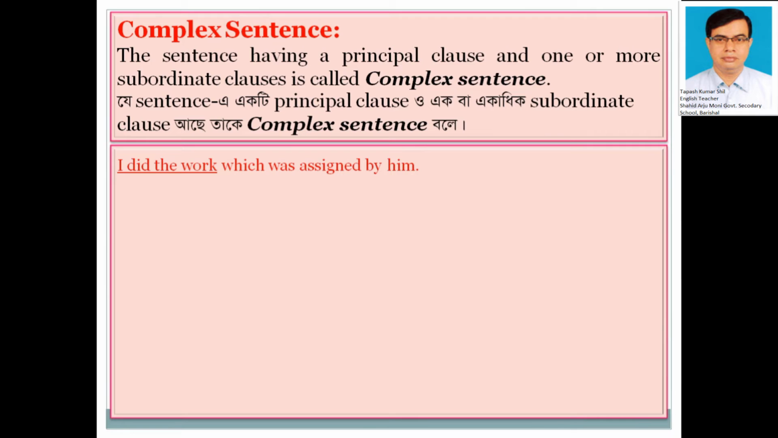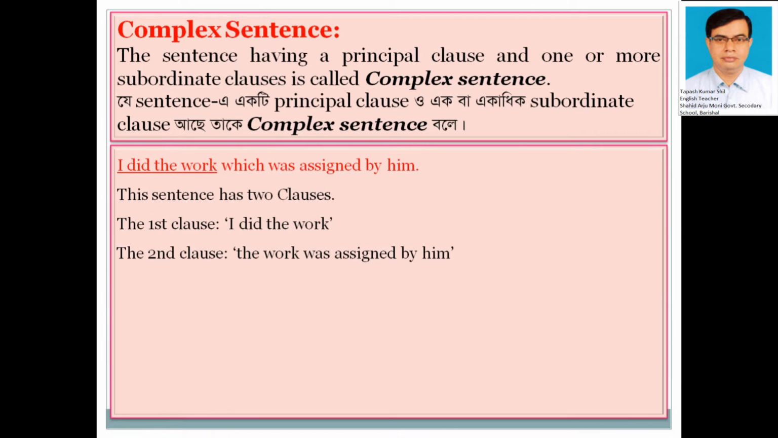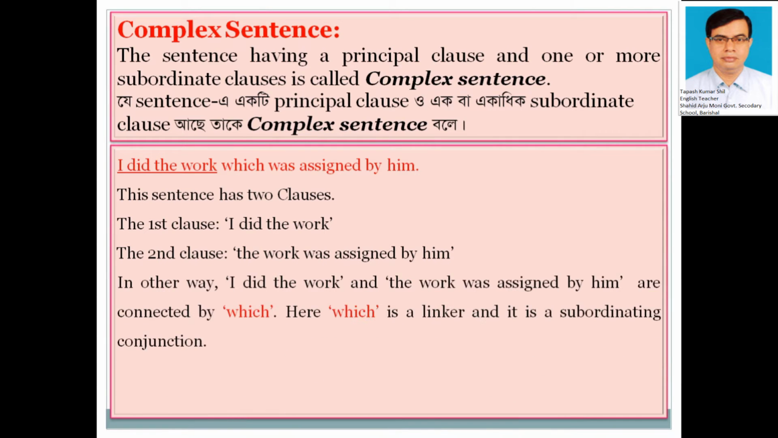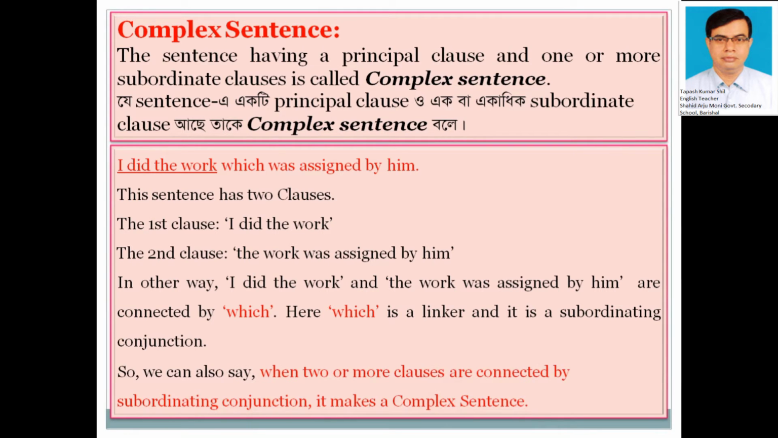I did the work which was assigned by him. This sentence has two clauses. The first clause, I did the work. The second clause, the work was assigned by him. In other words, I did the work and the work was assigned by him are connected by which. Here which is a linker and it is a subordinating conjunction. So we can say when two or more clauses are connected by a subordinating conjunction, it makes a complex sentence.